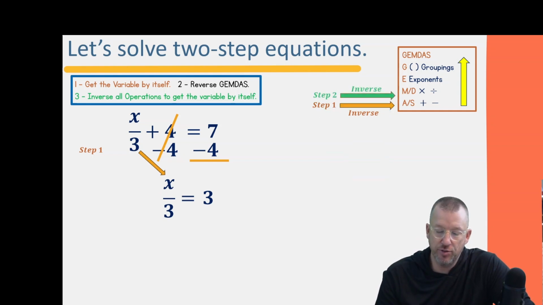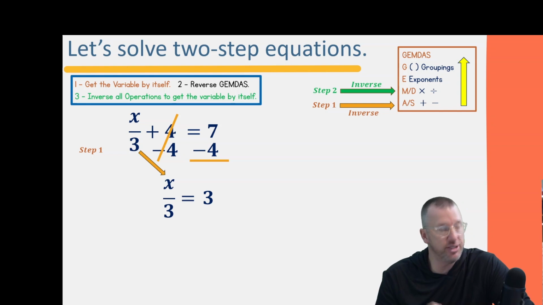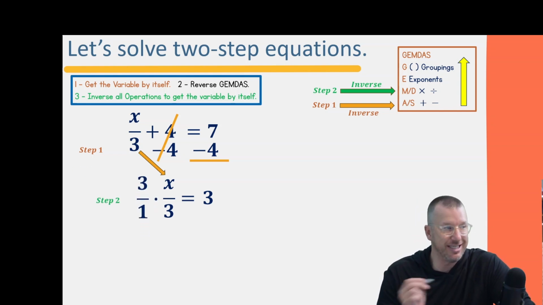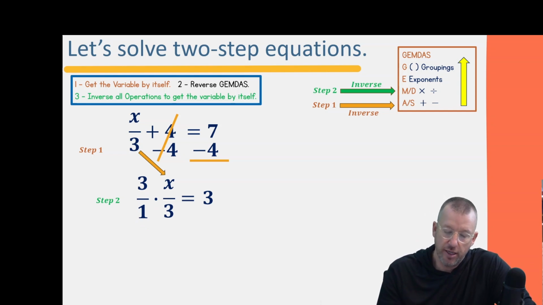And now step 2 tells us, do you have any multiplication or division? Yes, this is x divided by 3. Remember that fraction bar also means divided by. So what's the inverse of divided by 3? Well, that would be multiplied by 3. And so we're going to multiply by 3. And 3 over 1 is the same thing as 3. Then what I do to one side, I have to do to the other.